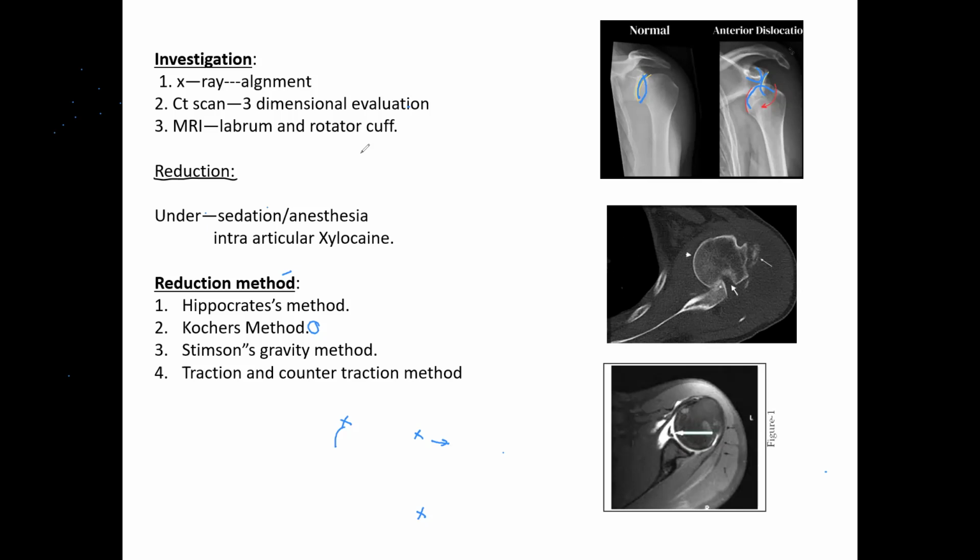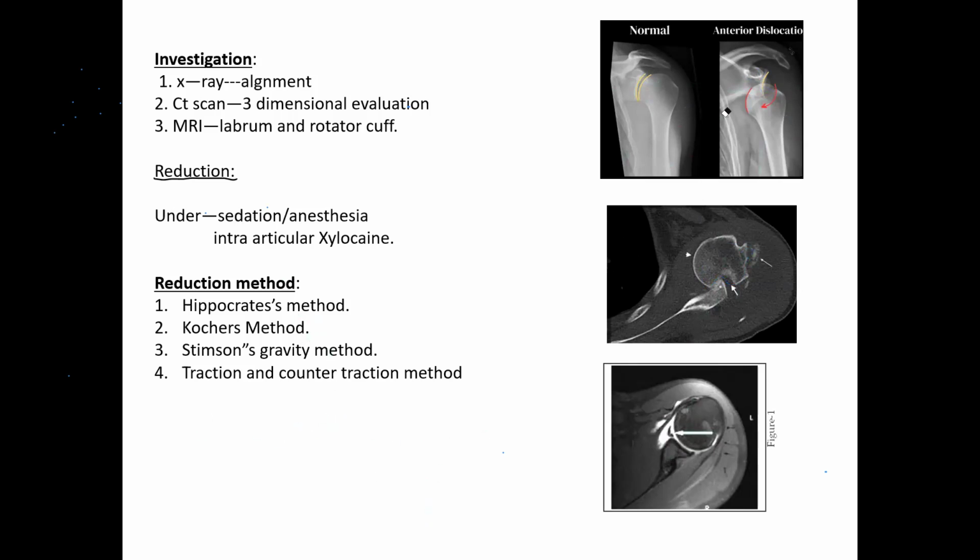Then CT scan to know the three-dimensional anatomy of what happened to the head of the humerus. The third one is we do MRI to know the labrum. So X-ray, CT scan, and MRI are the investigations we do to know the pathology in shoulder dislocation.